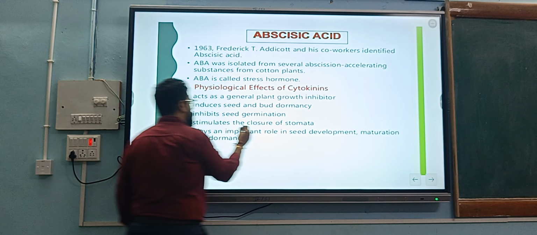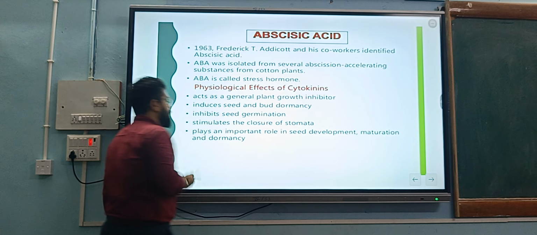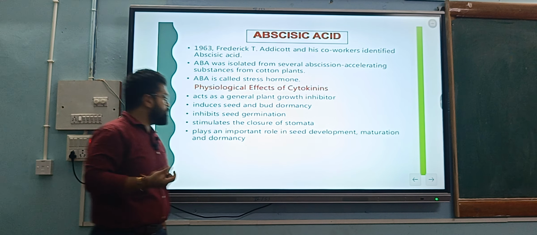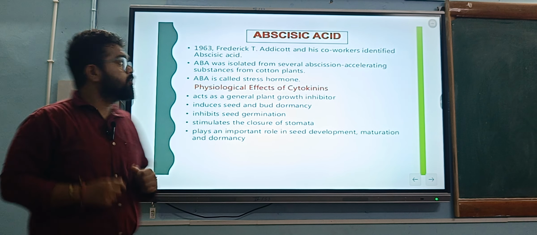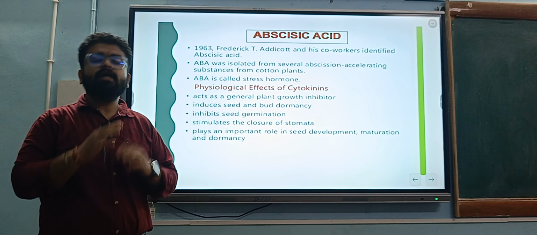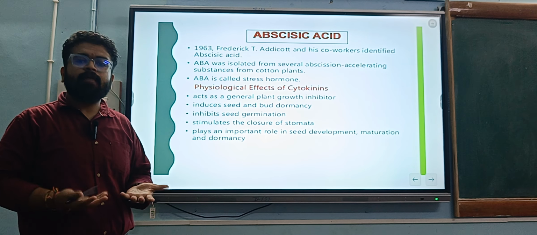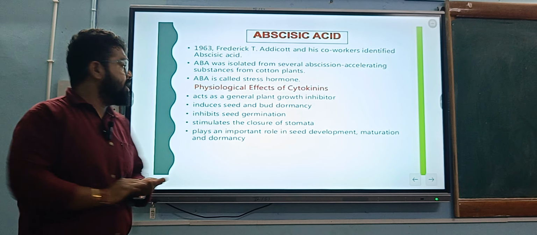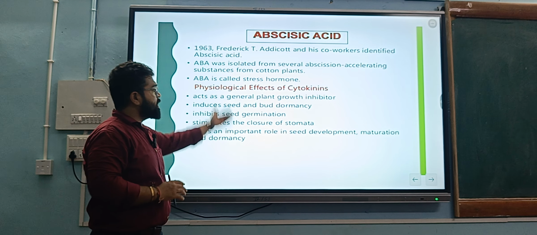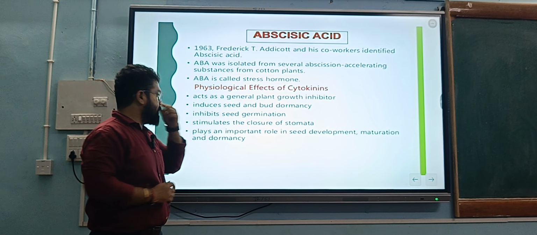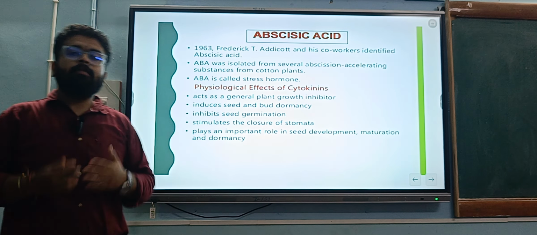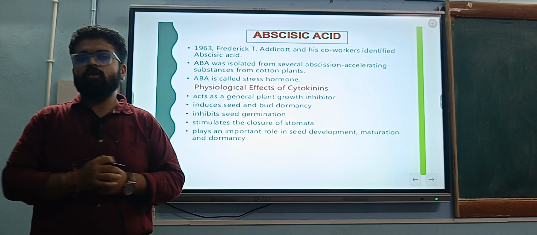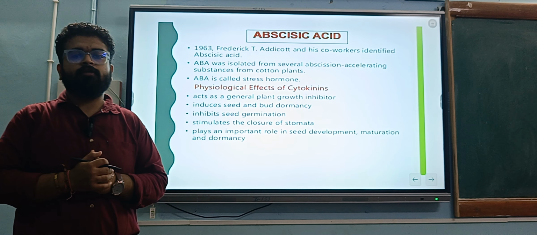It stimulates the closure of stomata, and it plays an important role in seed development, maturation, and dormancy. So these are all the important roles of abscisic acid. It is a stress hormone, which plays a very important role in closing of stomata, bud dormancy, and plant growth inhibition, and in seed development and maturation. Generally we see this hormone at the maturation stage, where it plays a very important role in growth and development.